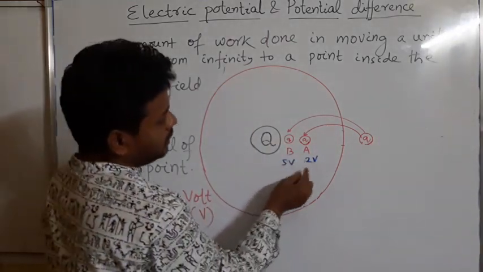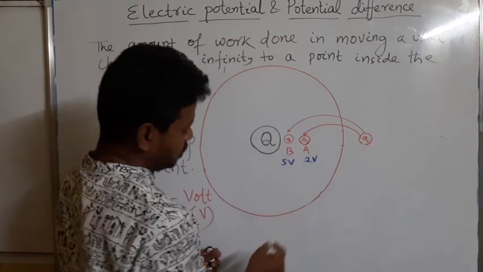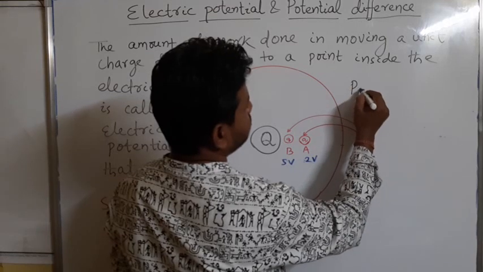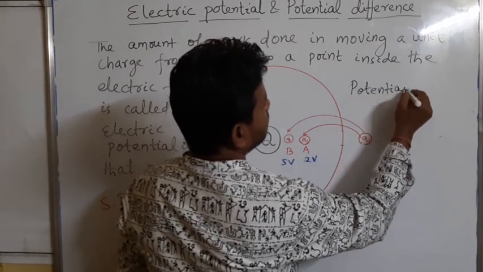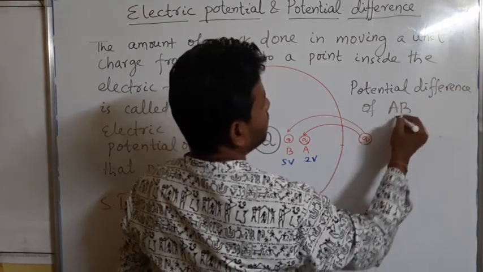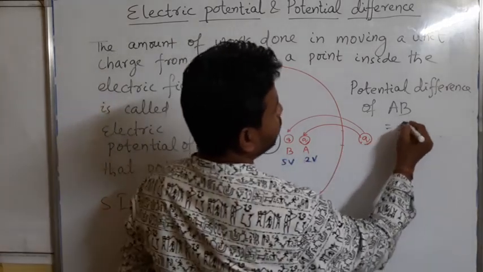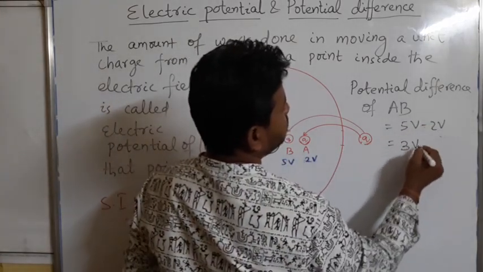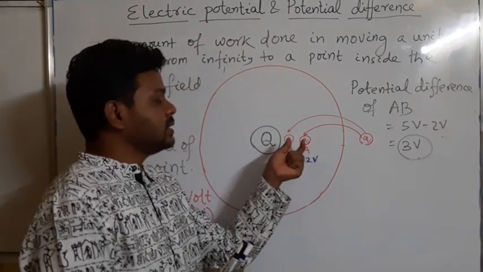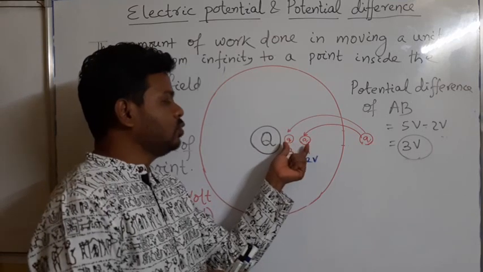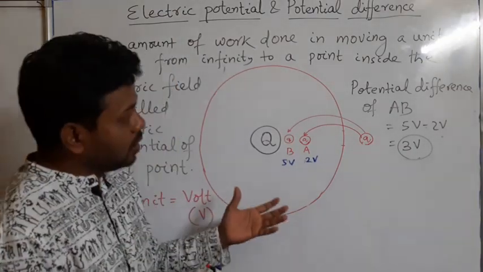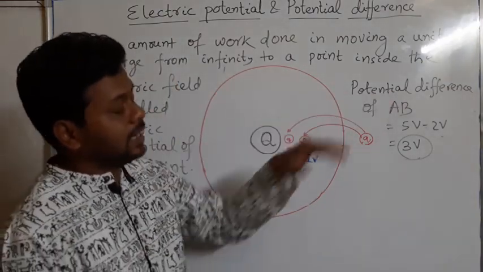Means if you subtract 5 volt minus 2 volt, I can write here that the potential difference of AB in this case will be 5 volt minus 2 volt, 3 volt. Simply, mathematically you can calculate it. It means the difference of electric potential of 2 points in an electric field can be termed as potential difference. But now how can you define it in terms of work done?